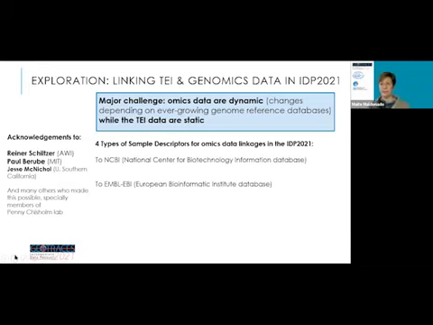But we faced a major challenge while we were trying to incorporate omic data into the IDP 2021. This is because the omic data is extremely dynamic and actually changes depending on the ever-growing genome reference databases, while the trace metal and isotope data is completely static. So a bunch of us got together. I would like to thank those people right now. So Rainier, Schitzer, Paul Berube, and Jesse McNichol, we had multiple meetings to figure out what's the best way to incorporate the data in the IDP.